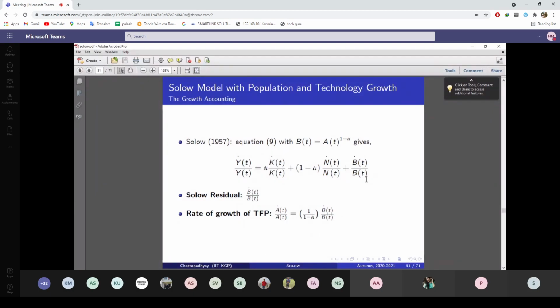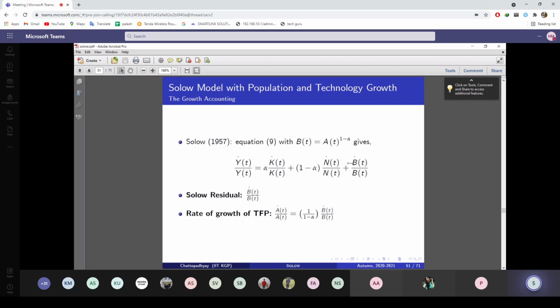So capital Y_t equals A_t to the power 1 minus alpha, K_t to the power alpha, N_t to the power 1 minus alpha. What I have assumed, suppose B_t equals A_t to the power 1 minus alpha. If that is so, then ultimately the production function becomes Y_t equals B_t, K_t to the power alpha, N_t to the power 1 minus alpha. Take logarithm both sides, differentiate with respect to time, you get this equation.